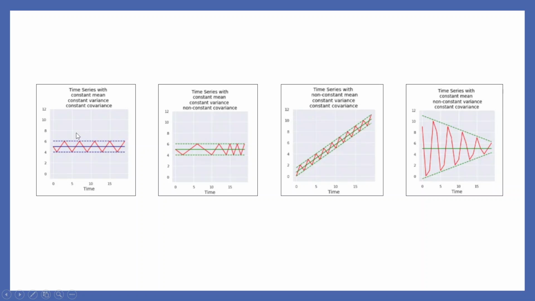The first example is of the stationary time series. Second, third, and fourth are the examples of non-stationary time series. We will carry out some transformations like log transformations, or we'll take the first difference of the series to make the non-stationary time series stationary.